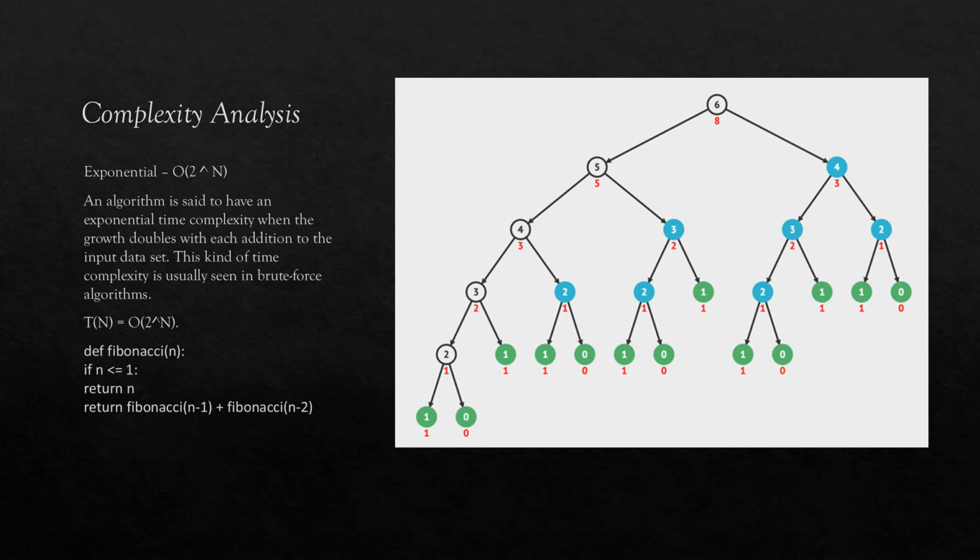If n is less than or equal to 1, we are returning n, which means if n is 0, the Fibonacci of 0 is 0 and the Fibonacci of 1 is 1. But the Fibonacci of 2 is Fibonacci of 1 plus Fibonacci of 0. So while computing the Fibonacci of 2, we need to compute both Fibonacci of 1 as well as 0.